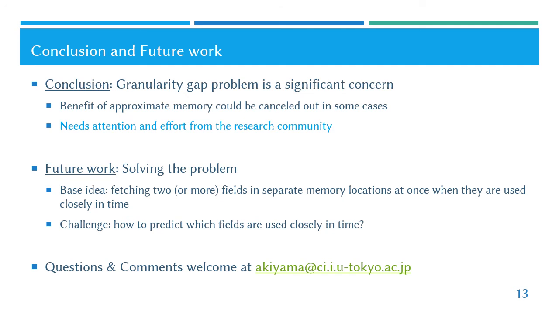And the basic idea we have is to fetch two or more fields in separate memory locations at once when they are predicted to be used closely in time. However, we've been facing some challenges and we have not achieved it yet.